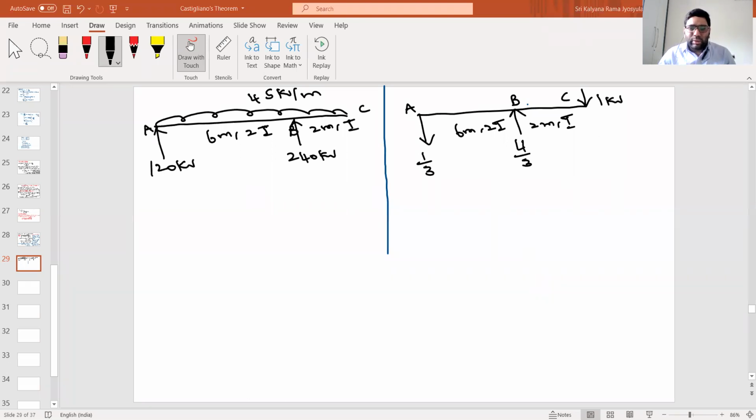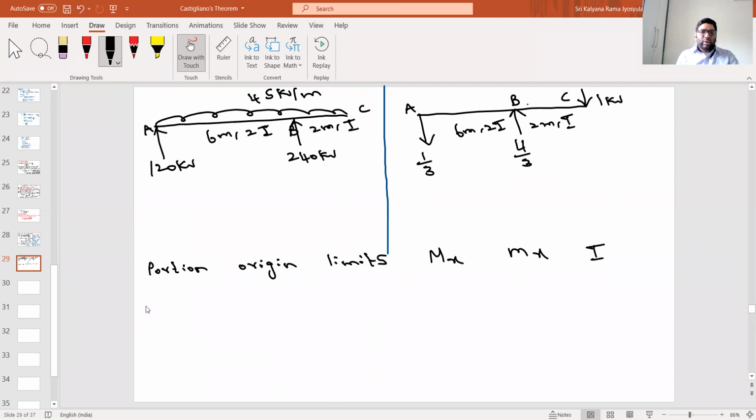Okay. Now, what do we need to do? We need to write a table, and accordingly, whatever we have done in the Castigliano's theorem, same thing we need to continue. So portion, origin, limits, Mx, small mx, and I. Okay. So let us take portion AB. Portion AB, origin is A. Limits are 0 to 6.